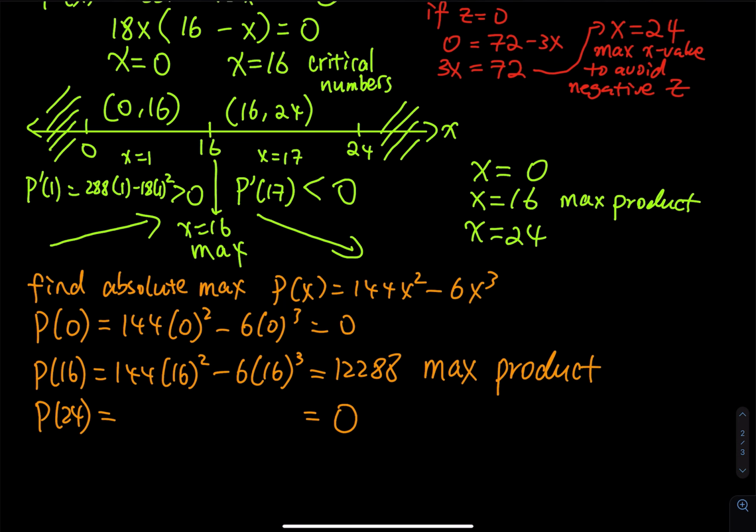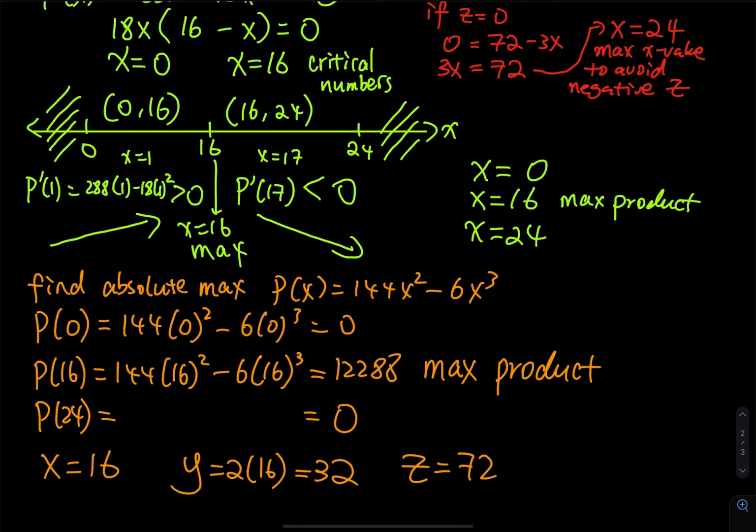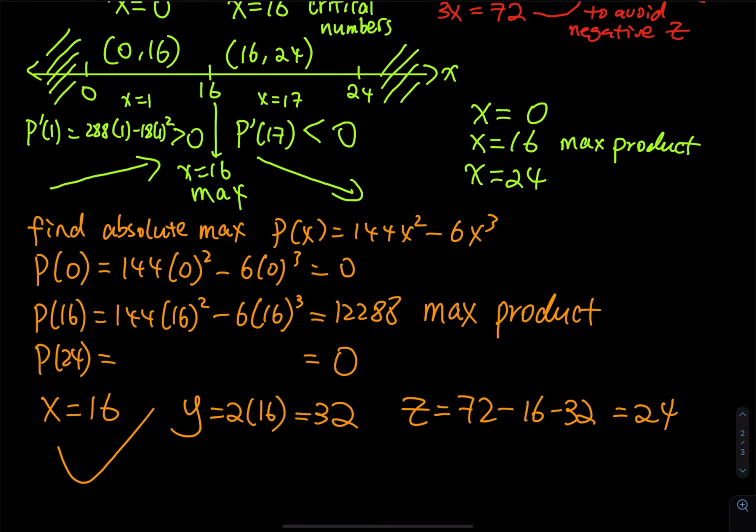Sure. So x equals 16. Y is twice, right? So y is 2 times 16 equals 32. And then for the z, you will be using, they said the sum is 72, right? So I will be using the 72 minus the x and then minus the y. So z equals 24. So here is your x, here is your y, and then here is your z. And that is the end of this problem.